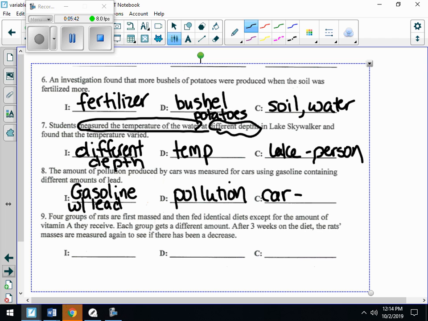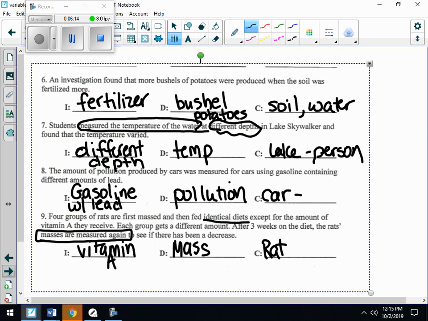Four groups of rats are first weighed and then fed identical diets, except for the amount of vitamin A they received. Each group gets a different amount. After 3 weeks on the diet, the rats' masses were measured. What is the data we're collecting? What observations are we making? We are measuring the mass. What does the mass respond to? The vitamin A. This is what we're changing. This is what we're testing, the amount of vitamin A. And constants. We're going to use rats. We're not going to use dogs, cats, and pigs. We're only using rats. We're going to feed them the same exact identical diet. They're going to get the same amount of sleep, the same amount of exercise, etc., etc. Okay, that's done for this one.